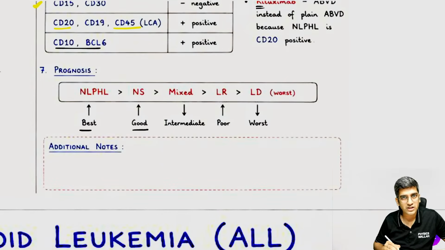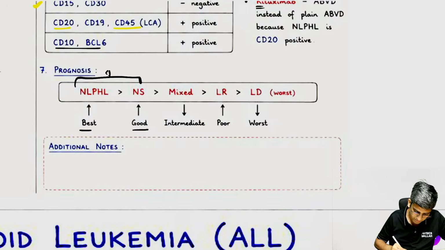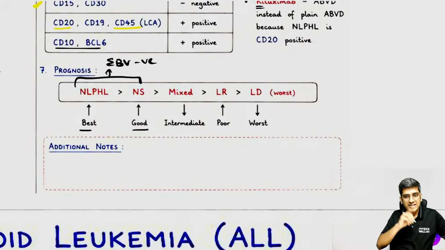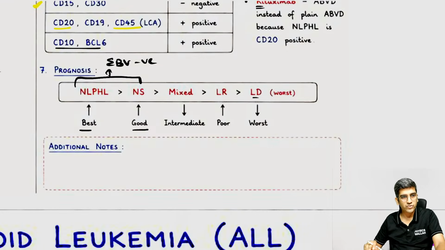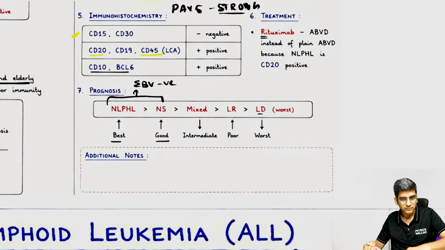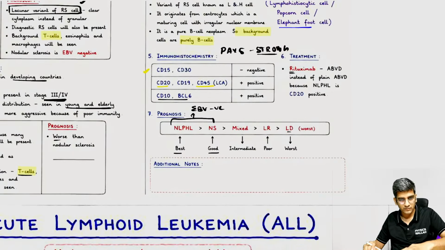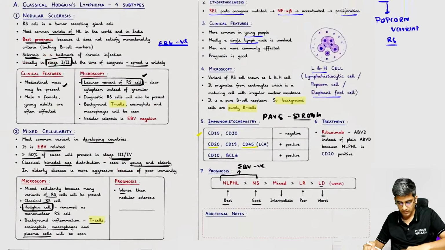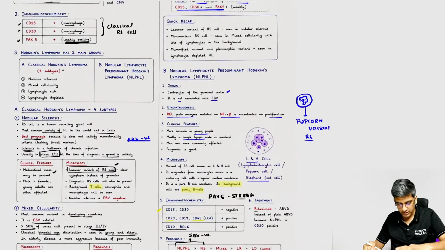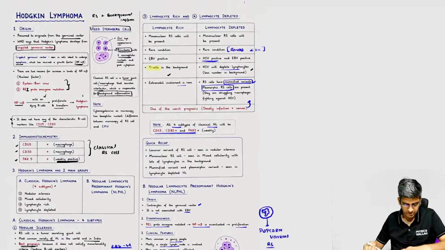Next is nodular sclerosis. And just to remember, both of these are EBV negative. Everything else is EBV positive. The prognosis keeps on dropping. The worst is the lymphocyte depleted variant of Hodgkin's lymphoma. Fine? Clear? So we know all these different variations. So these are all the different important things with respect to Hodgkin's lymphoma.